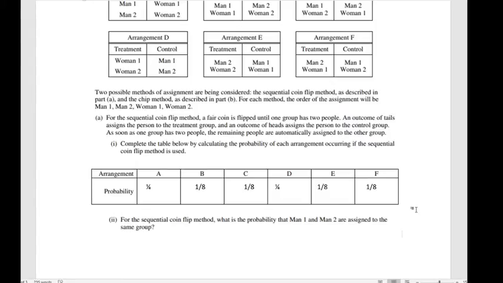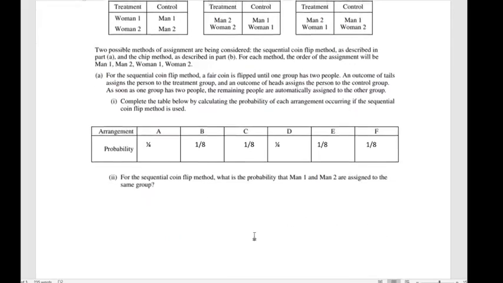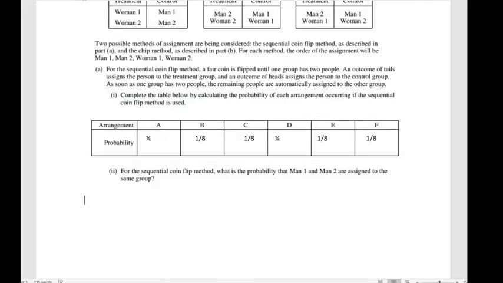For the sequential coin flip method, what is the probability that man 1 and man 2 are assigned to the same group? So what I would do for this one is look at these arrangements. Arrangement A has that. Arrangement D has that. So A and D. So that is 1/4 and 1/4. So that would be 1/2 there, for the probability that man 1 and man 2 are assigned to the same group.